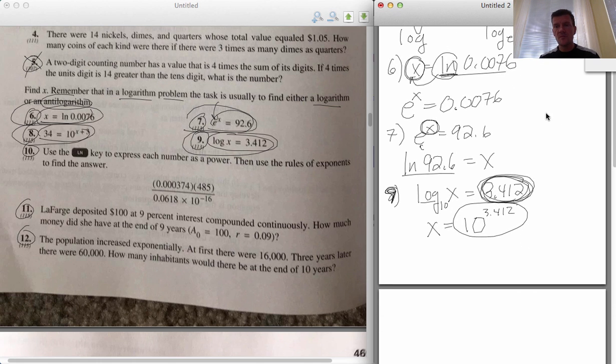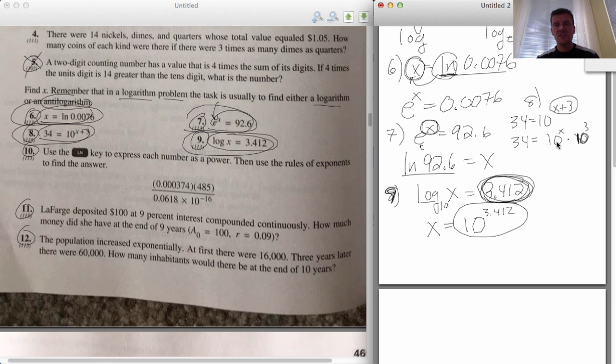Okay, number 8. 34 equals 10 to the x plus 3. Well, remember here, you're adding these exponents. You add exponents when you multiply powers. So what this is saying is 34 equals 10 to the x times 10 cubed.